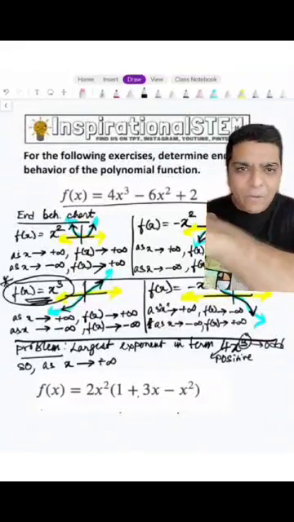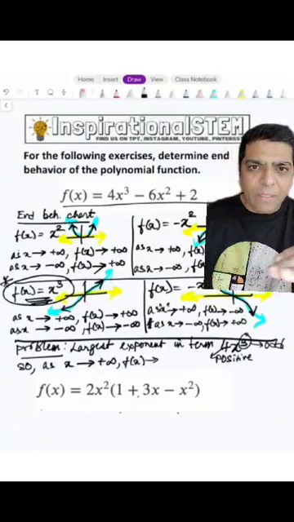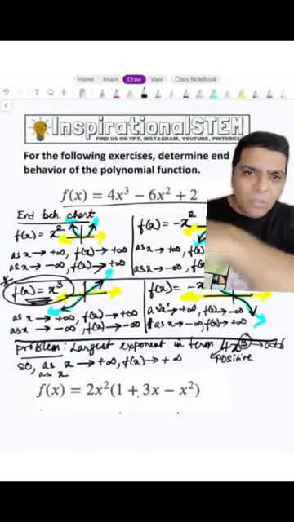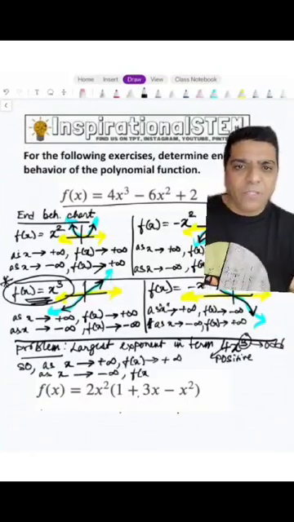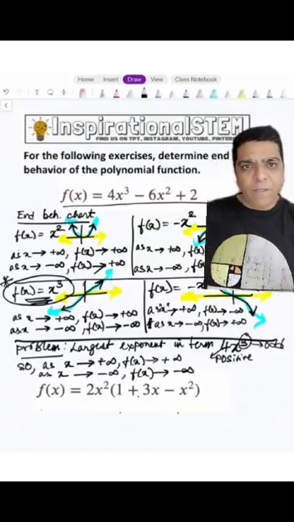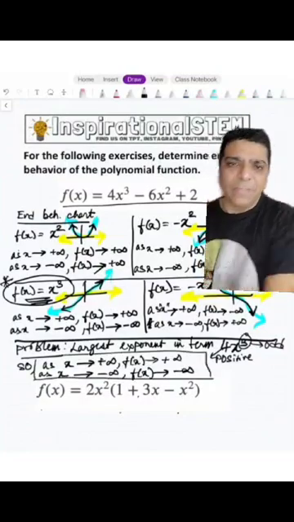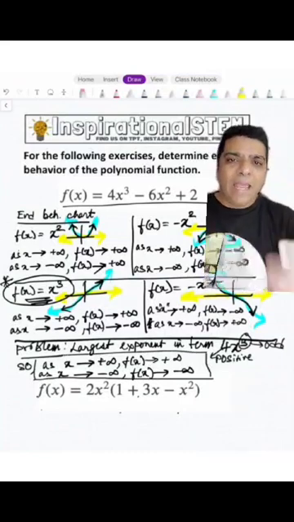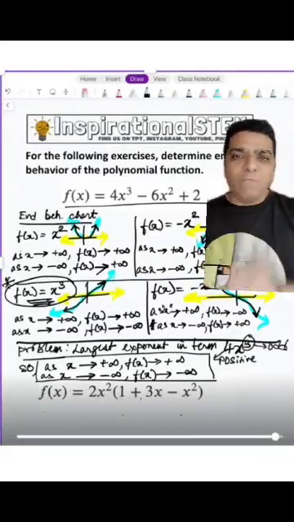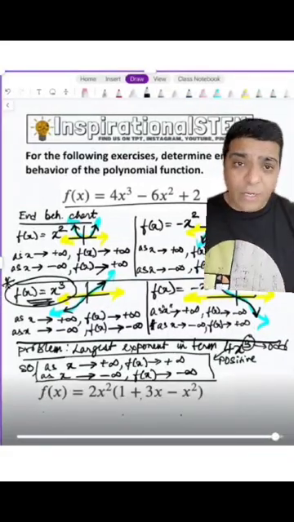So as x approaches positive infinity for this problem, f of x also approaches positive infinity. As x approaches negative infinity, f of x approaches negative infinity. So that is our final answer, and it basically models the third example that we showed in our chart.